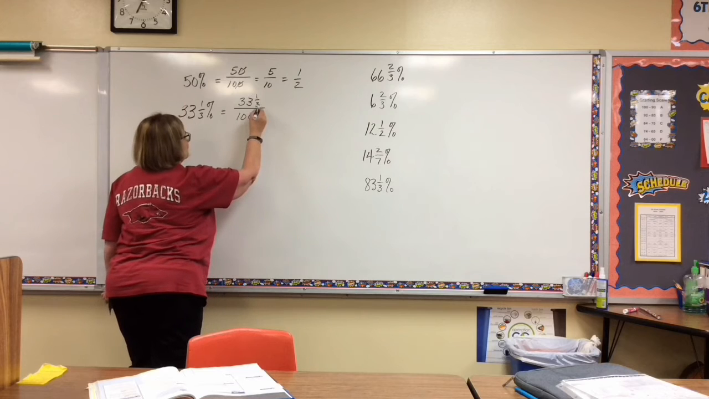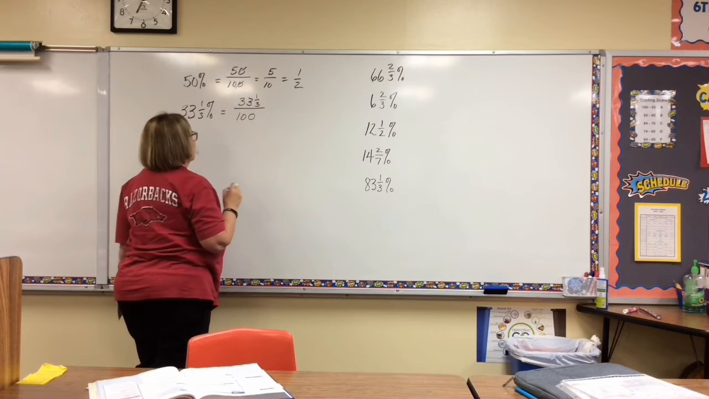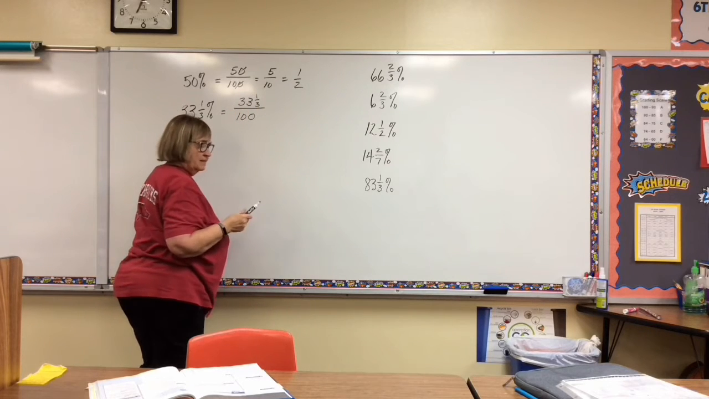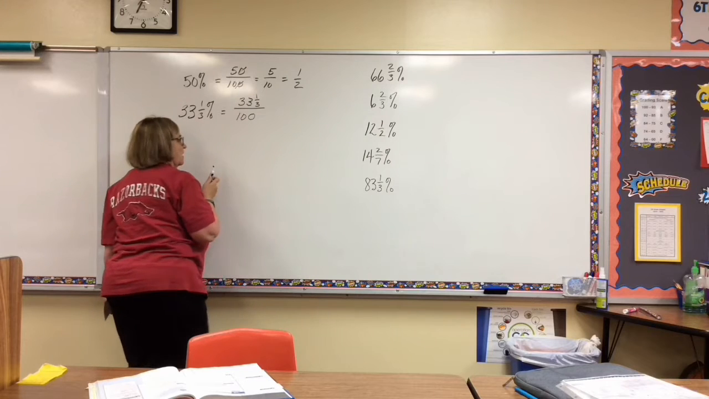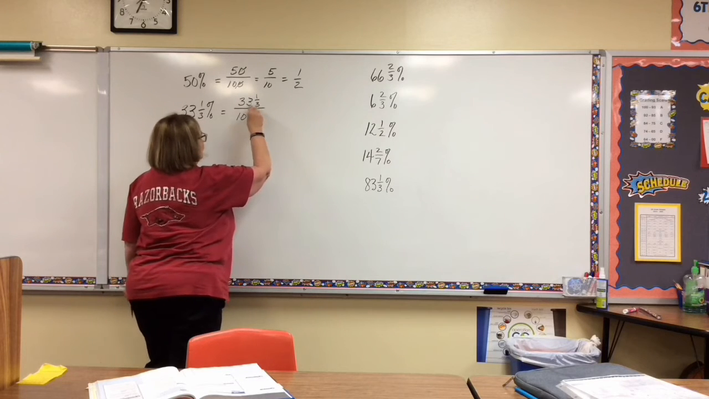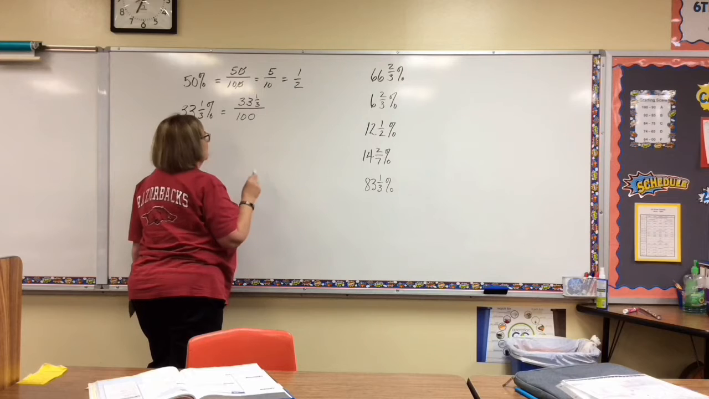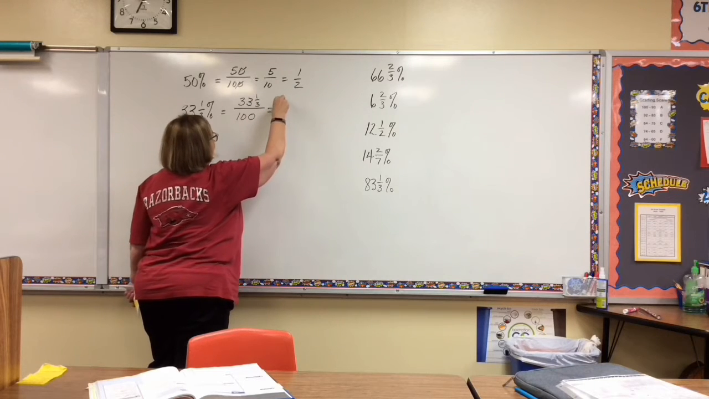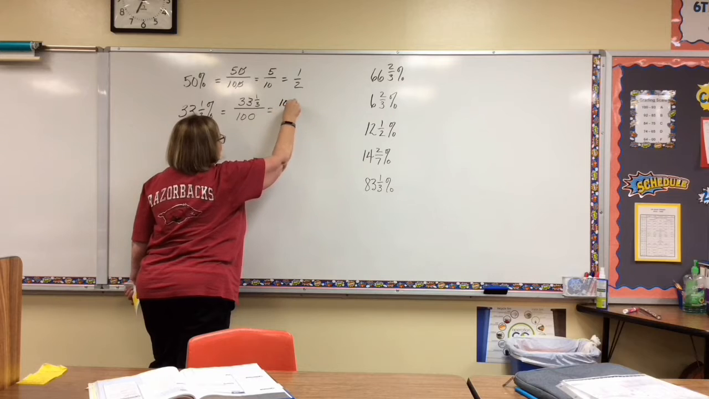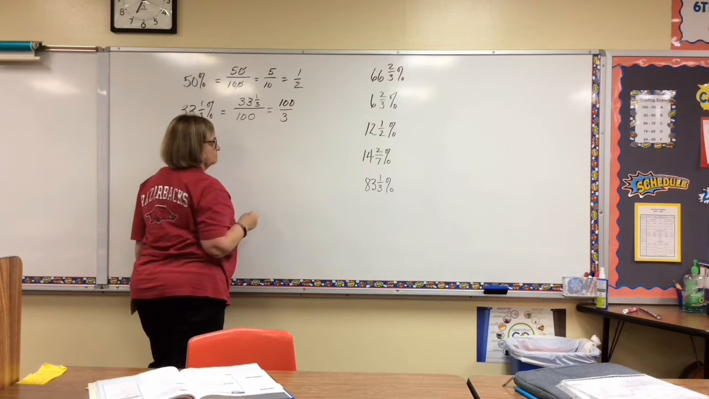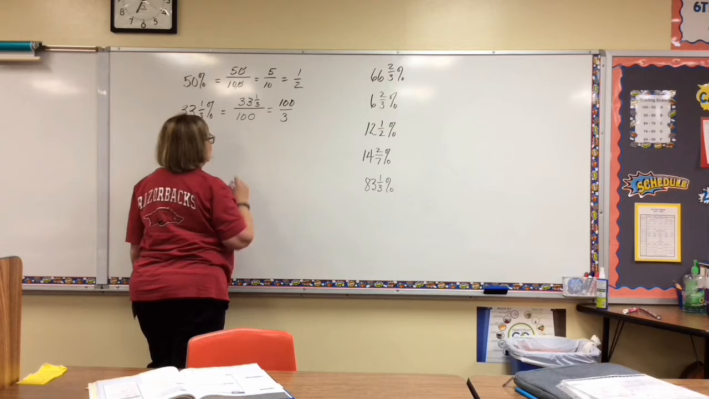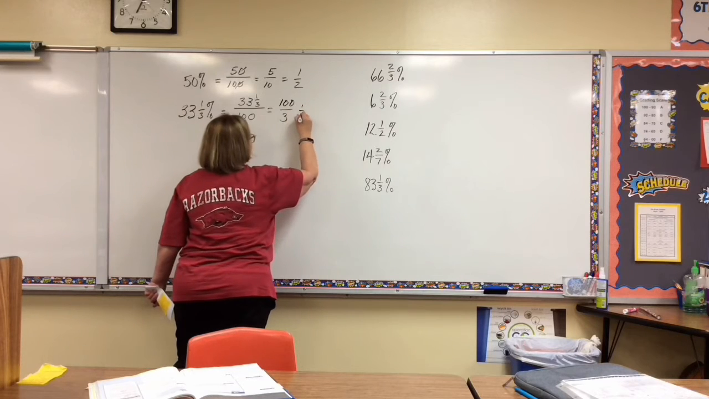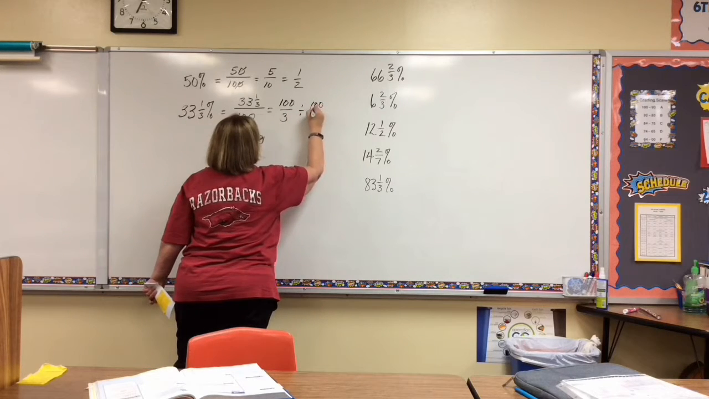So what I'm going to do is take the numerator and convert it to an improper fraction. So 3 times 33 is 99, plus 1 is 100. So what this means is I have 100 thirds. Now I'm going to take the denominator and divide this by 100 over 1.